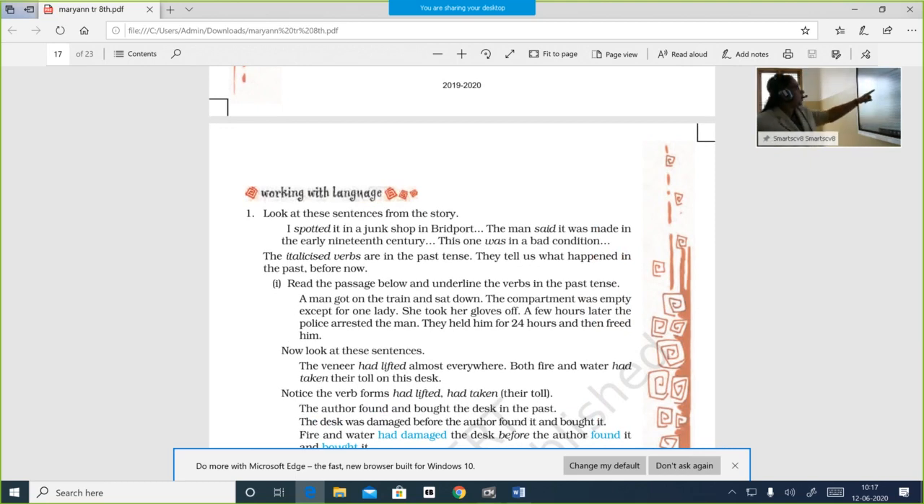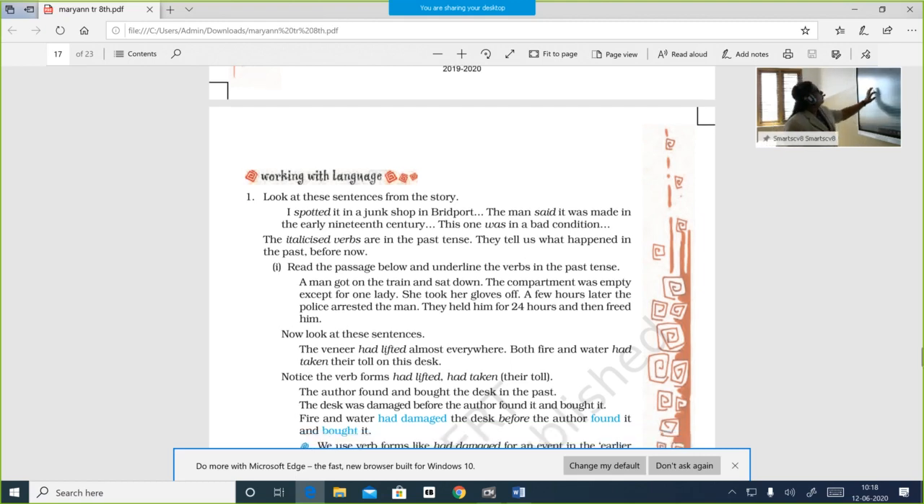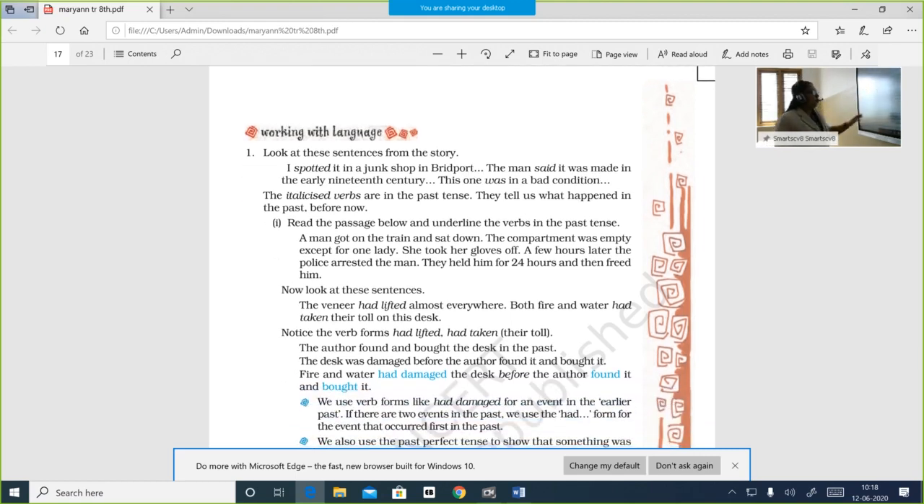The italicized verbs are in the past tense. We read spotted, said, and was. They tell us what happened in the past, that is, before now. Before this moment of time, it is past tense. And so, you get the past tense: spotted, said, was.